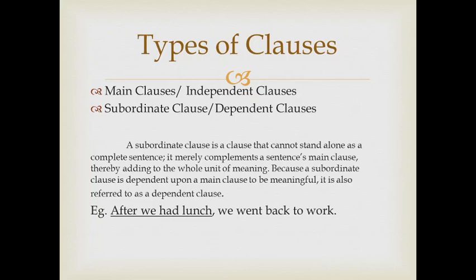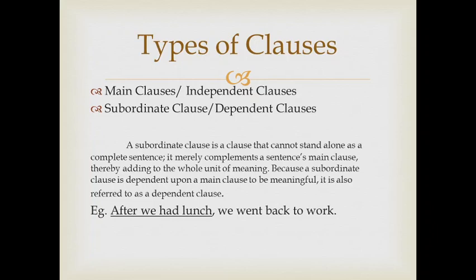What is a subordinate clause? A subordinate clause is a clause that cannot stand alone as a complete sentence. It merely complements a sentence's main clause, thereby adding to the whole unit of meaning. Because a subordinate clause is dependent upon a main clause to be meaningful, it is also referred to as a dependent clause. So, it is dependent upon the main clause to have a fuller meaning.